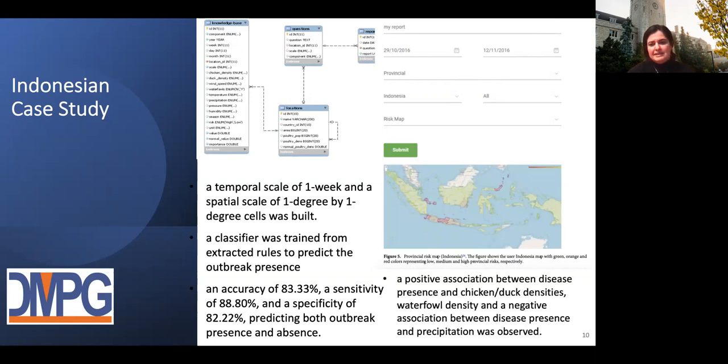And there were certain patterns that we have observed. For example, disease presence and chicken and duck densities. There was a positive correlation between that and avian influenza outbreak, and other kinds of patterns. I will go on later and say that every disease and every outbreak can have its own behavior, especially when it comes to social media, because social media depends on human sentiment.